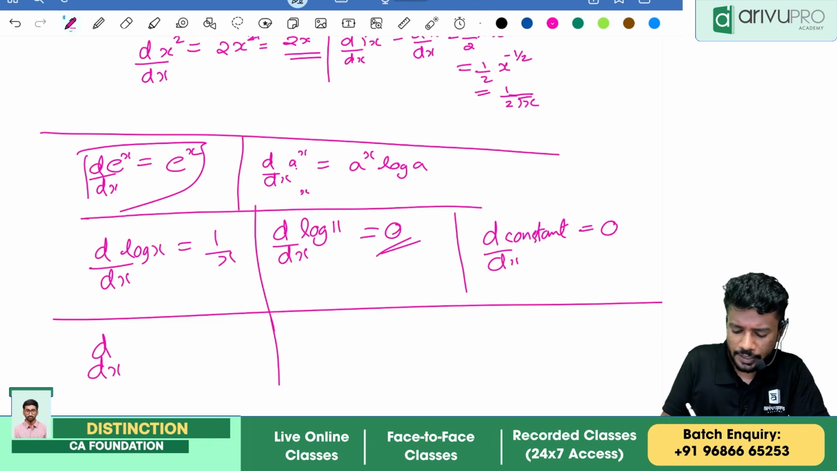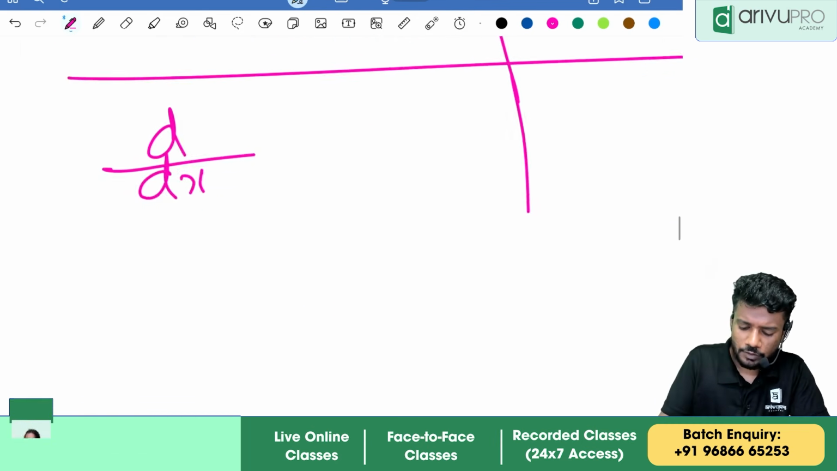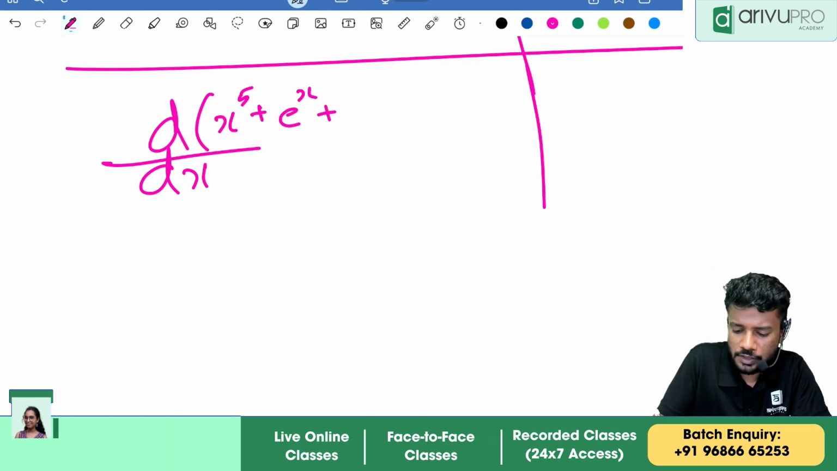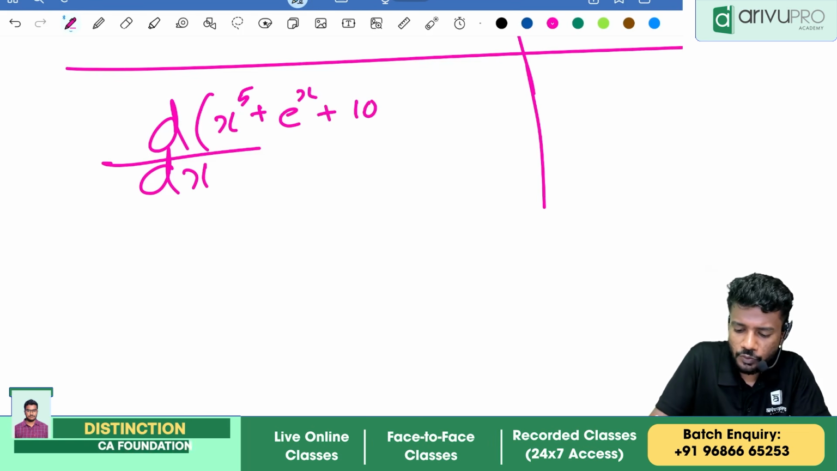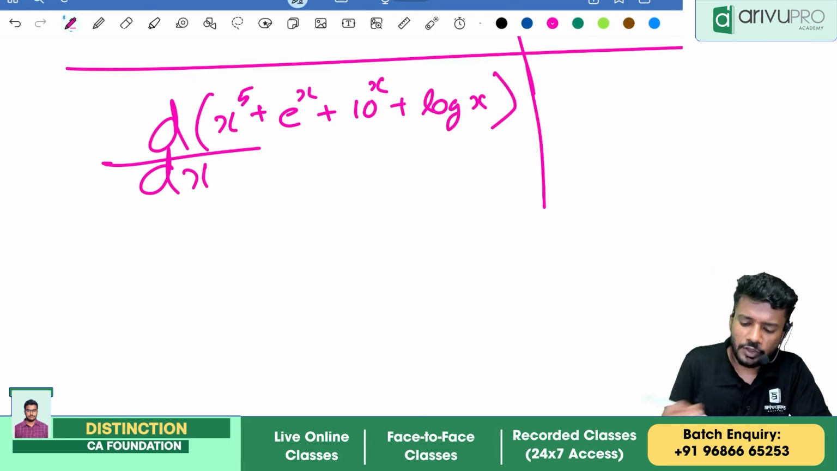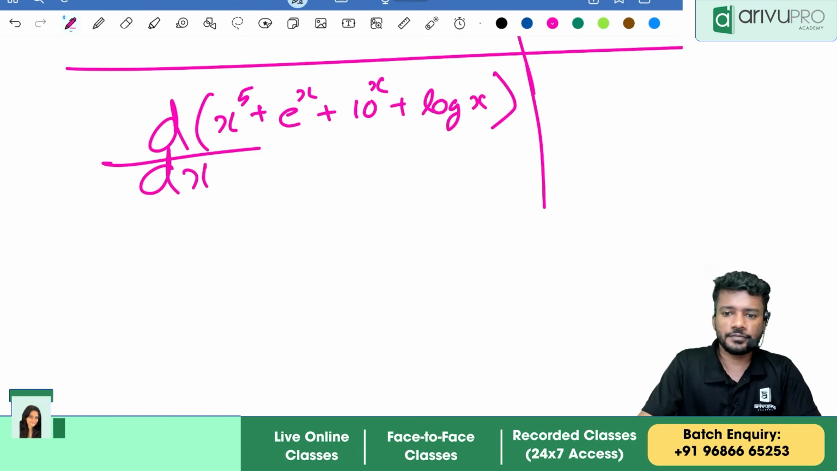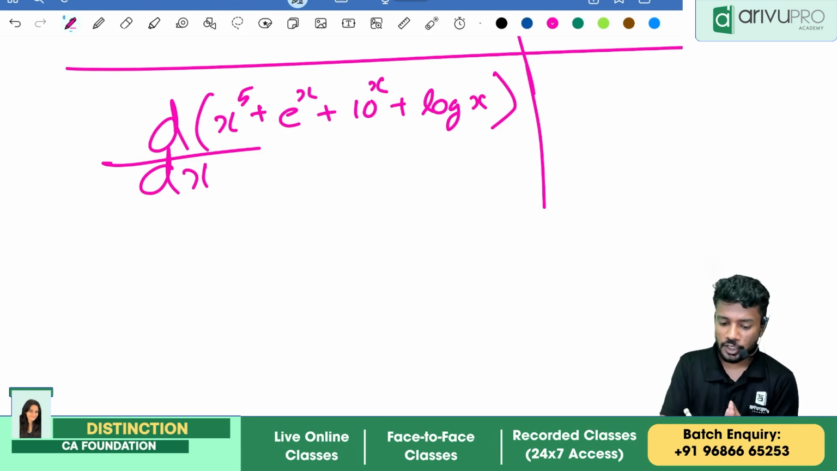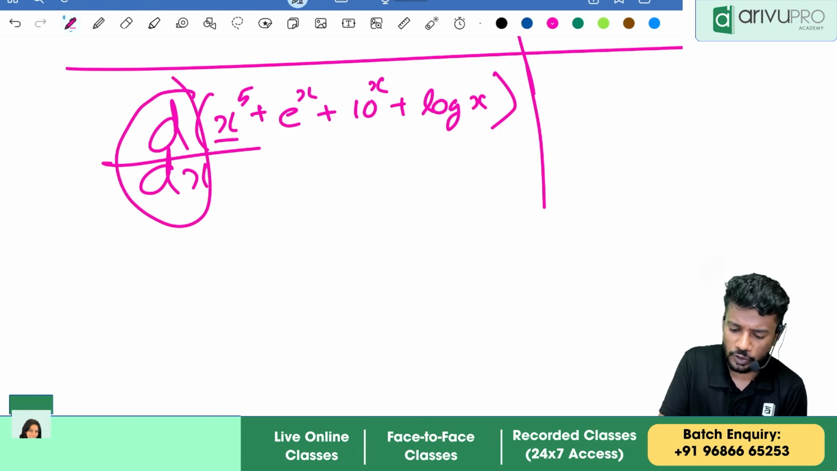What is d by dx of x raised to 5 plus e raised to x plus 10 raised to x plus log x? You tell me. Whenever it is like this, we should split the derivative, and that means we should take the derivative for all the things and write.